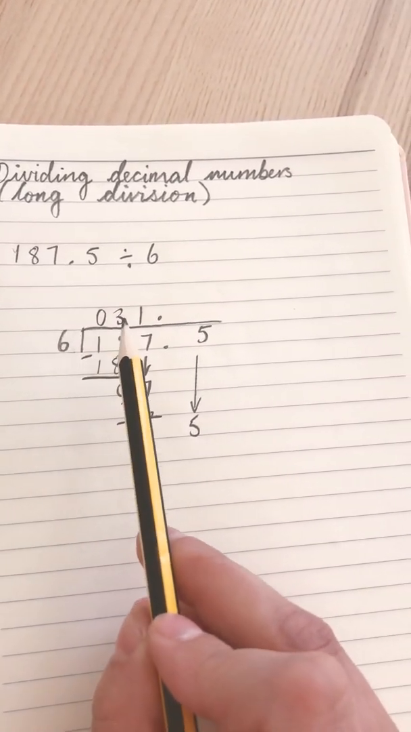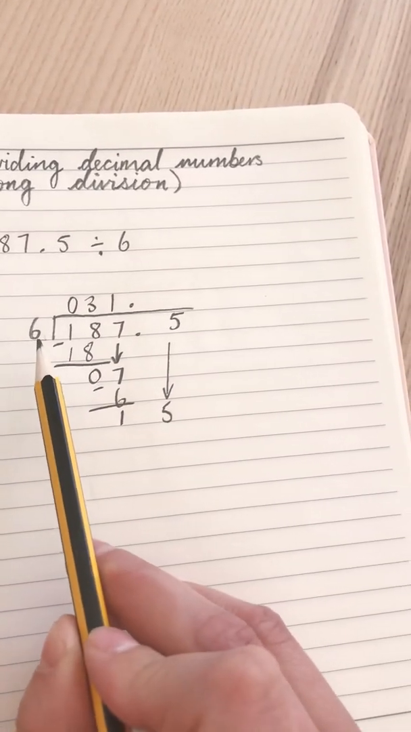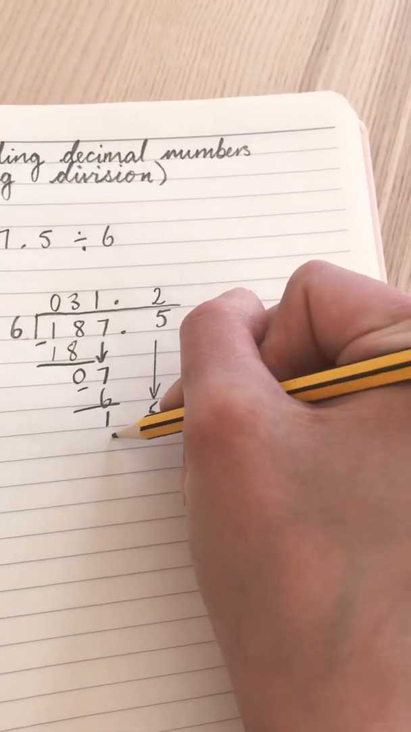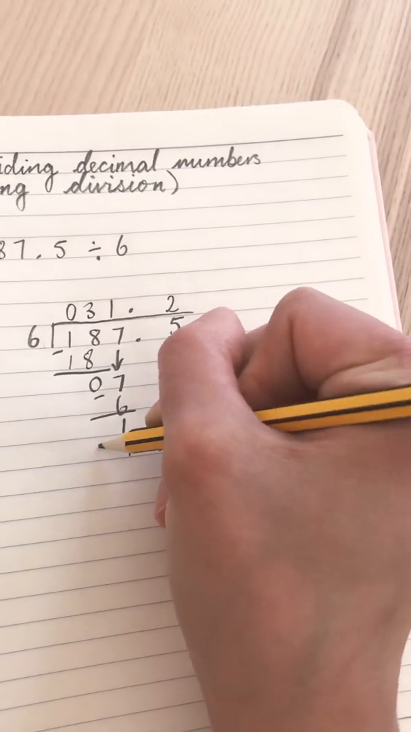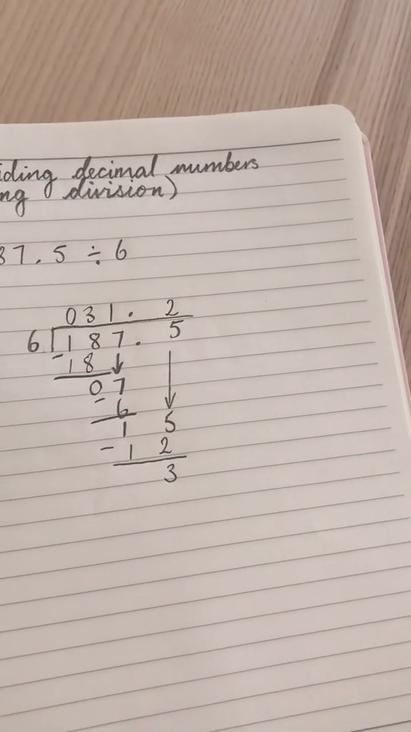So 6 times 3 is 18. 6 times 1 is 6. So now 6 into 15 goes 2 times, which would be 12. We subtract and we find our remainder, which is 3.